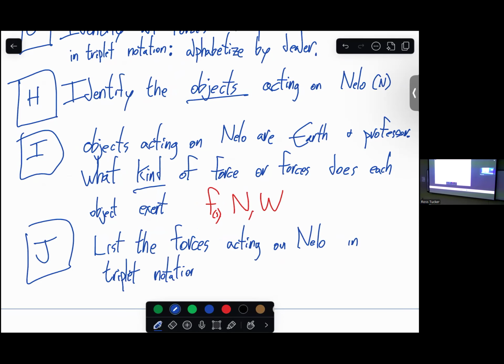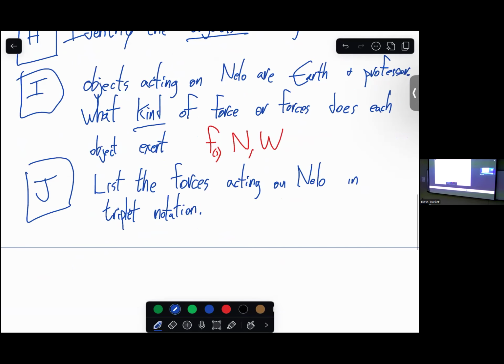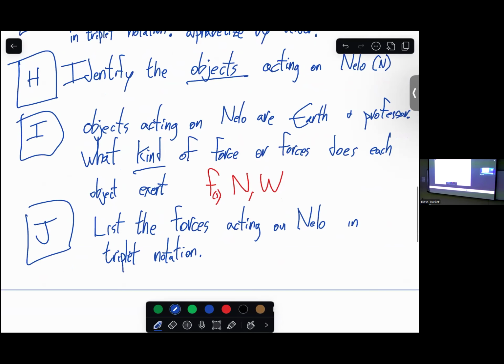So we identified the kinds. In I, previously in H, we identified objects acting on him. Can you put these together? Yeah, question. Yes, please. Alphabetized by object, by dealer in general.